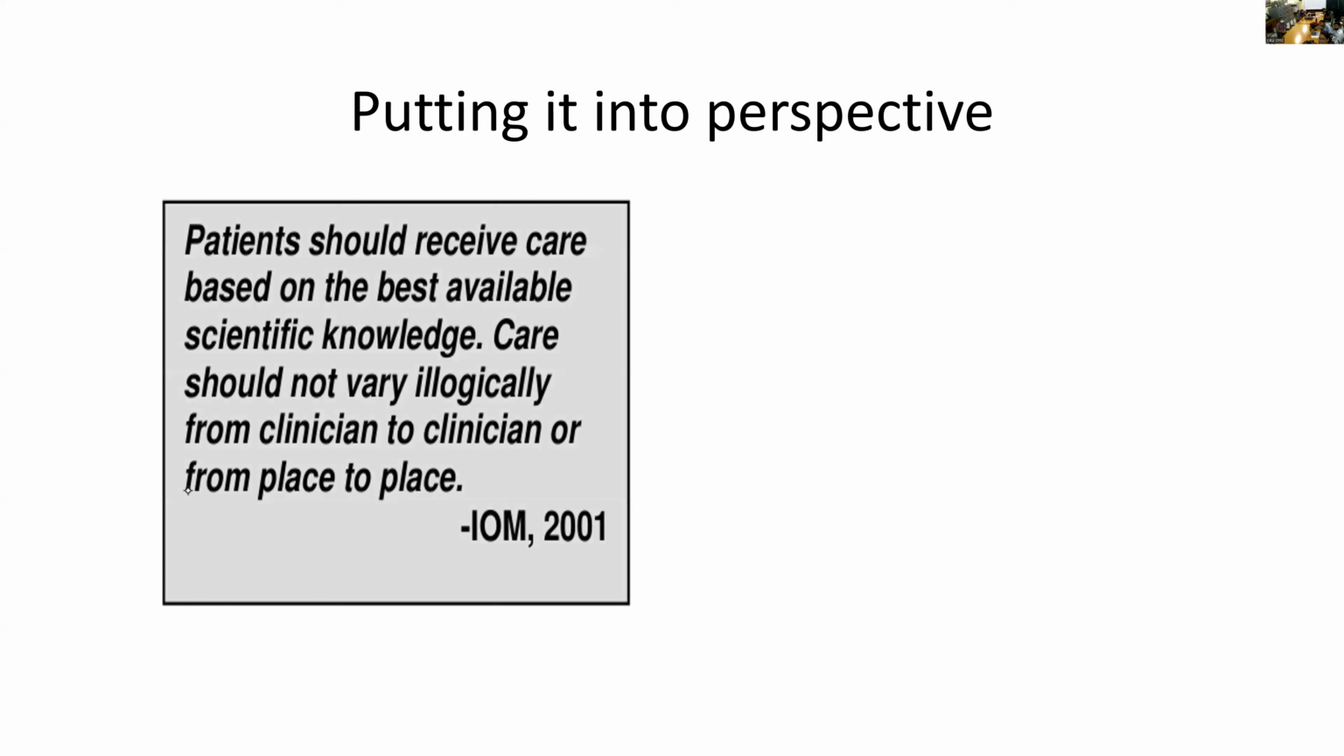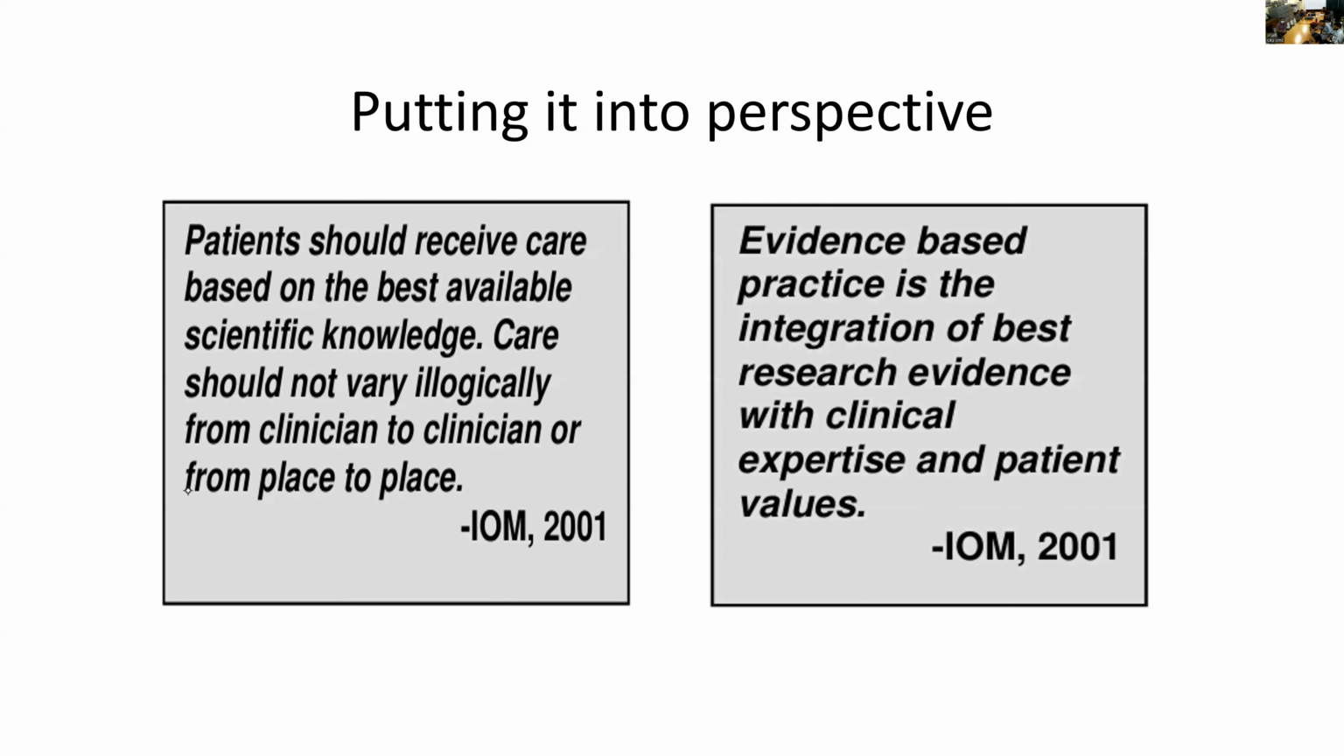So to answer that, patients should receive care based on the best available scientific knowledge. Care should not vary illogically, that being the key word, from clinician to clinician or place to place. But also bear in mind that evidence-based practice is the integration of the best research that's available with the expertise that we have and the patient's values. If we give the best option for 2 months and then he's lost to follow-up and does not come back after that, then we've lost the battle.